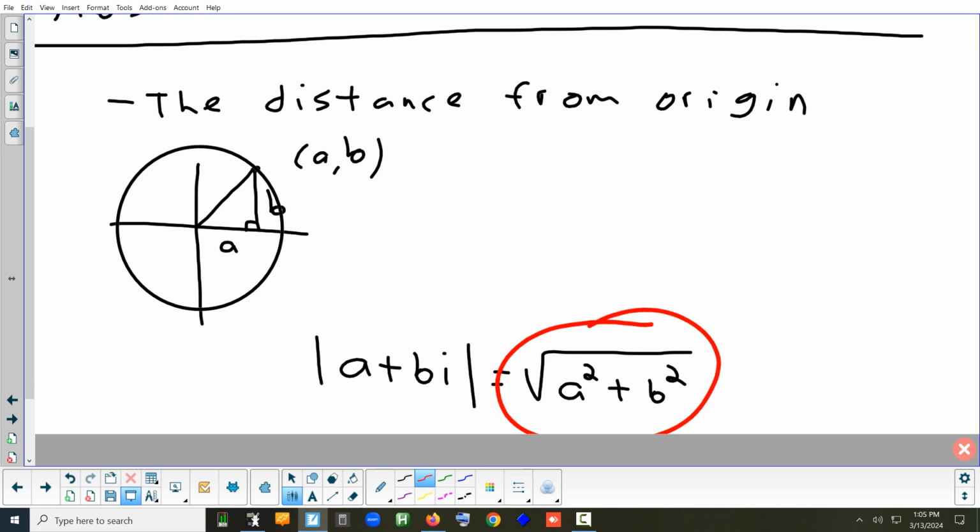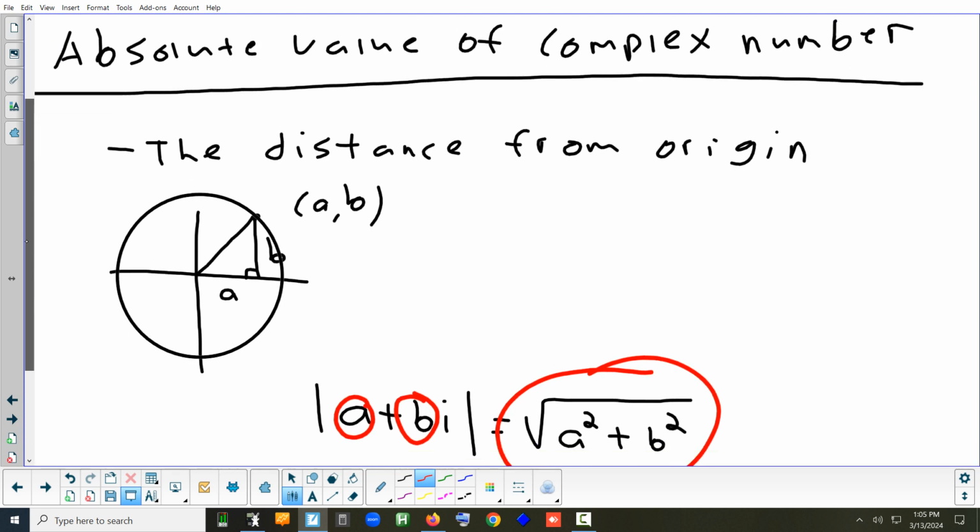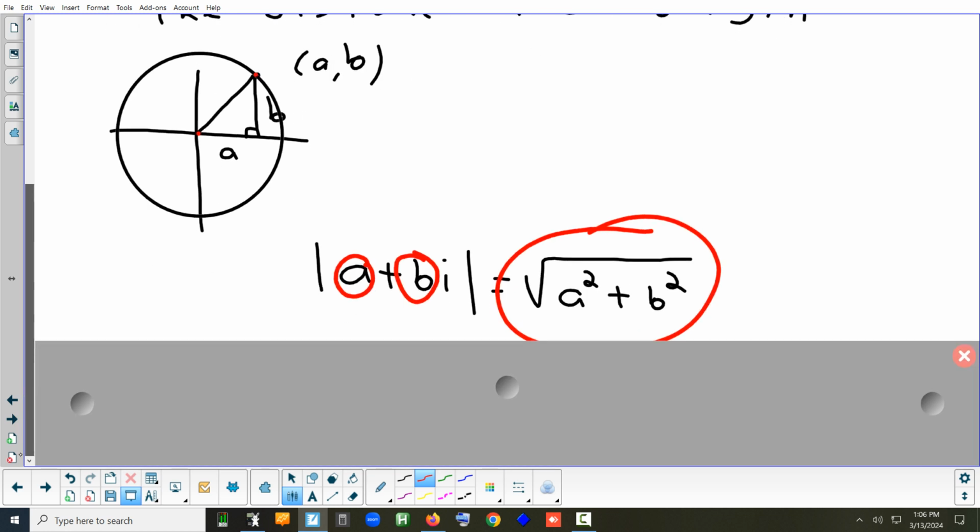A is this number, B is this number. The i doesn't even get used. The i is just there to tell you when you graph it, that's the up and down, the vertical. Any questions on how to find the distance from a point to the origin using the Pythagorean theorem? All right, so let's try it and see what we get.